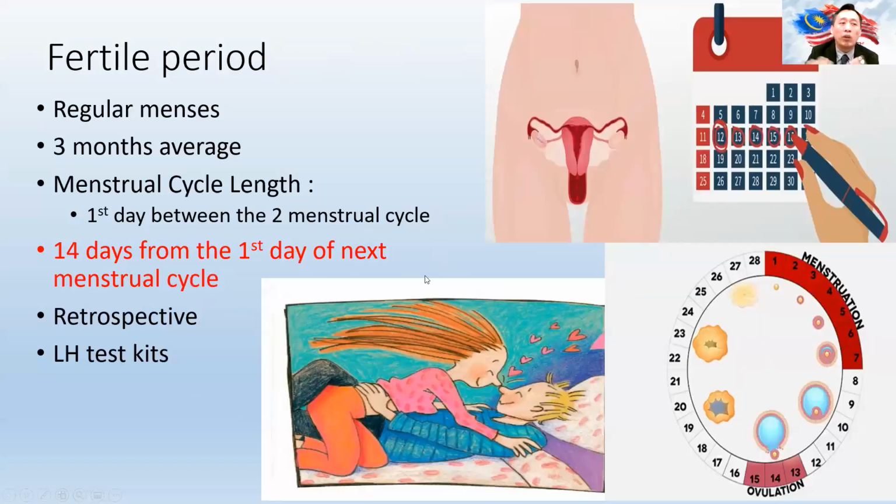So how do you calculate a fertile period? First of all, your period must be regular. You take a 3-month average. The first day to the first day between the 2 menstrual cycles is your menstrual cycle length. So you minus 14 days from the first day of your menstrual cycle, then you will get your ovulation date. So normally it's retrospective. However, you can take the LH test kit, urine LH test kit, to increase the sensitivity.